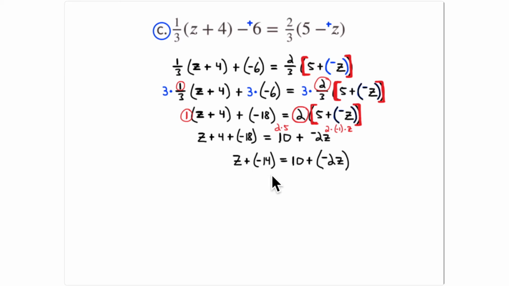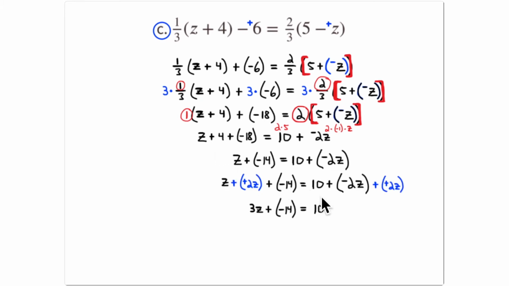Oh, I just combined them. Sorry about that. So this is z plus 4 plus -18 is a -14. Yeah, you have to add the 4 plus -18 first to simplify this equation. All right, so by combining like terms. All right, so now I'm going to add a +2z first to make the z's positive on this side.